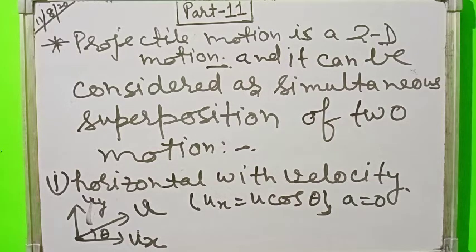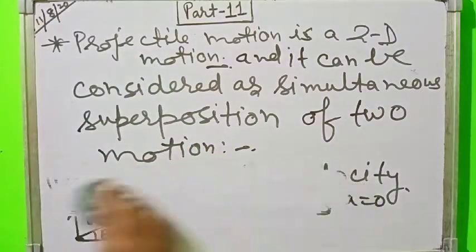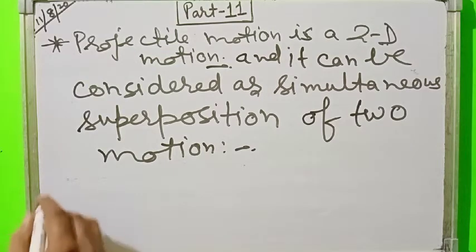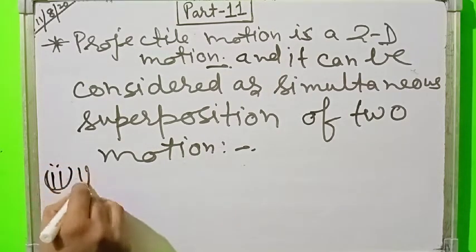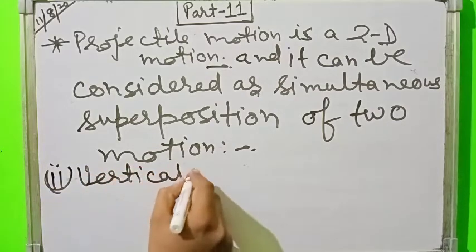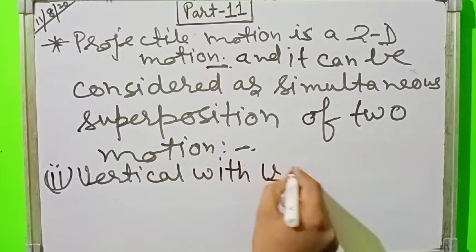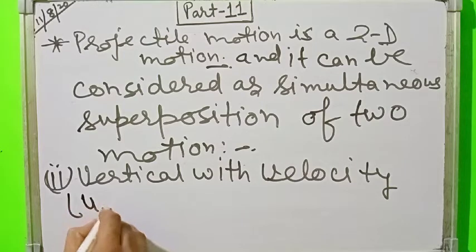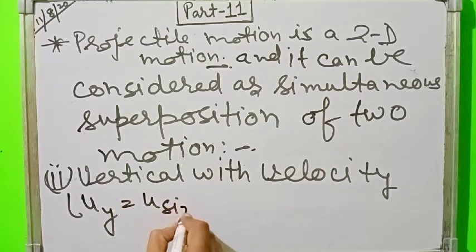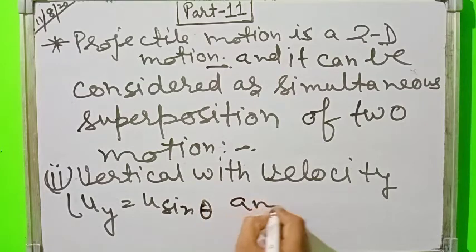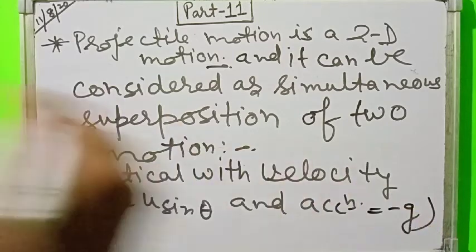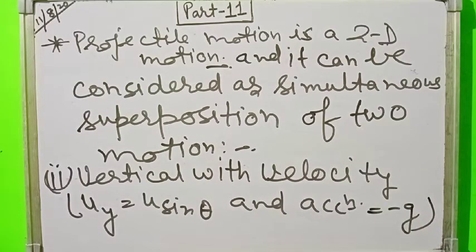And the second one is vertical with velocity, that is uy, and uy is u sin theta. In this case acceleration is equal to minus g, because it is opposite to the velocity. Velocity is in the upward direction, then acceleration is downward.